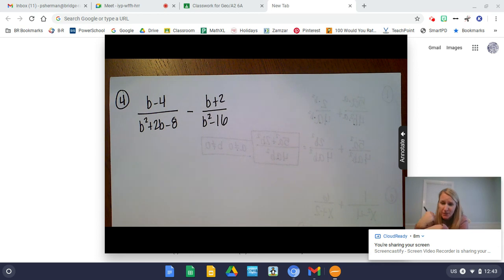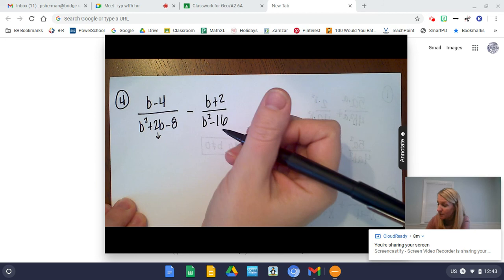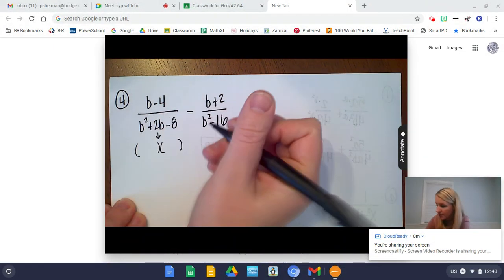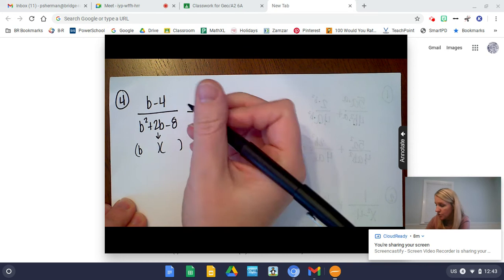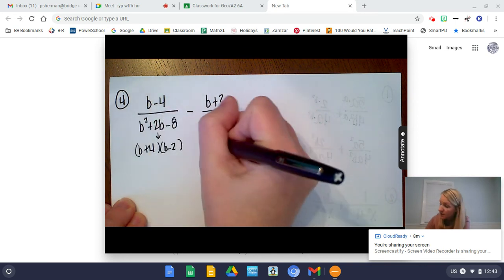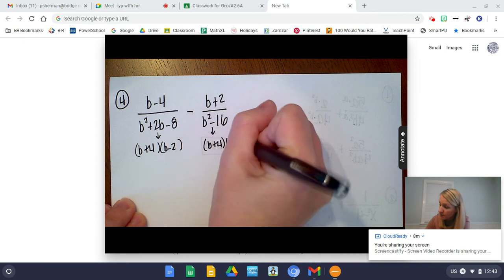I'm getting lazy with my writing too, so I'm just going to factor it right below, so I don't have to keep writing this problem. I'm writing all day, guys. Gosh, what a life. So what would that factor to? b plus 4, b minus 2. And then this would factor to b plus 4, b minus 4.